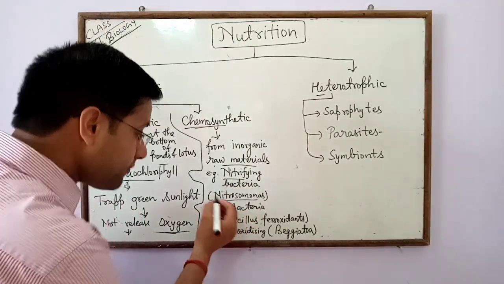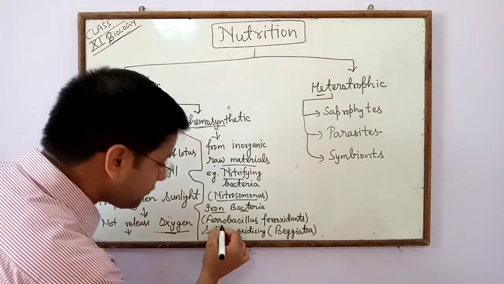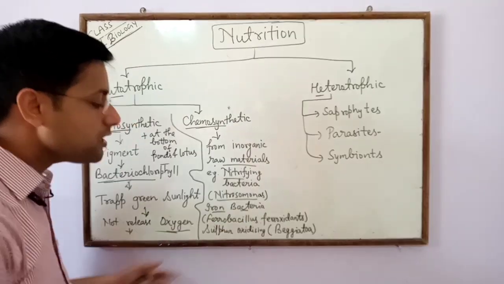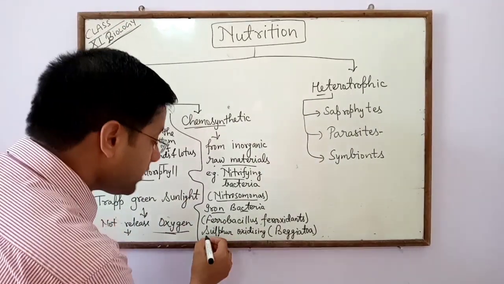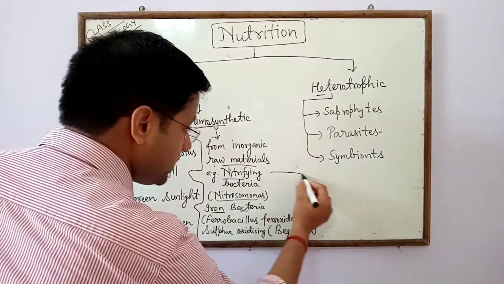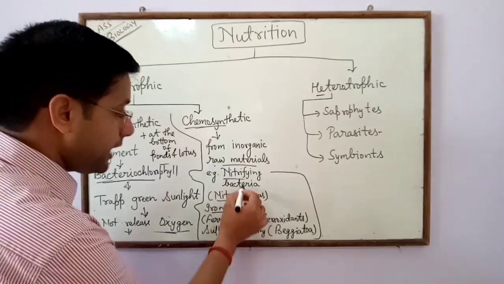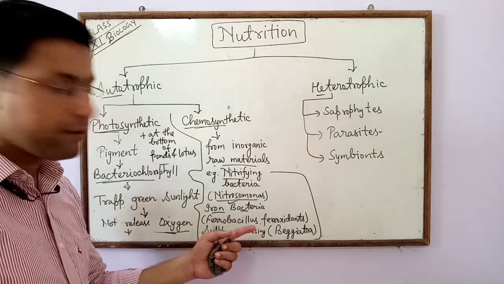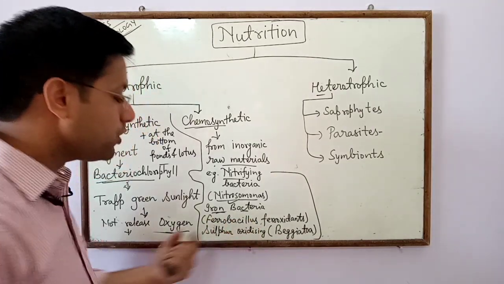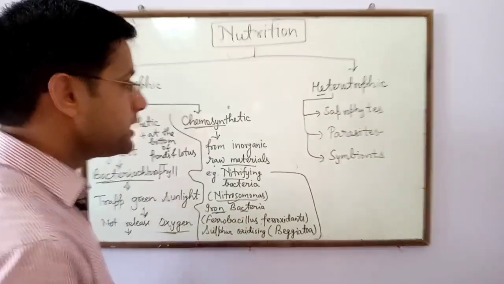And next, iron bacteria. Iron bacteria, best example Ferrobacillus ferroxidans. And another, sulfur oxidizing bacteria, Beggiatoa. All these examples are very important for all types of competitive examinations. Nitrifying bacteria, chemosynthetic bacteria, Nitrosomonas. Another chemosynthetic, that is iron bacteria, Ferrobacillus ferroxidans, and another sulfur oxidizing bacteria, that is Beggiatoa.